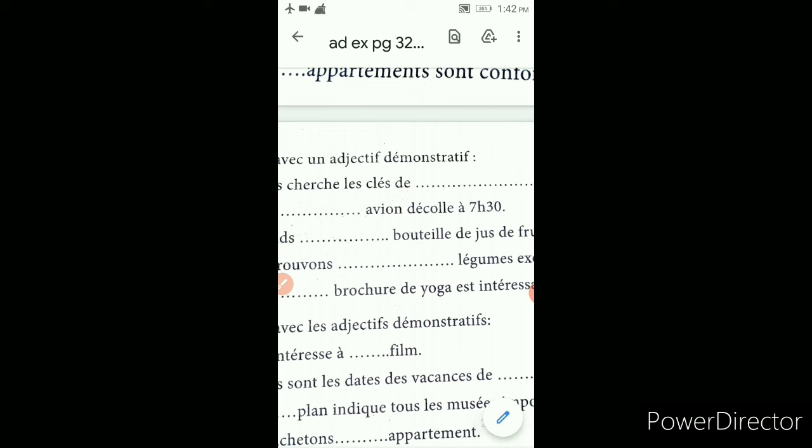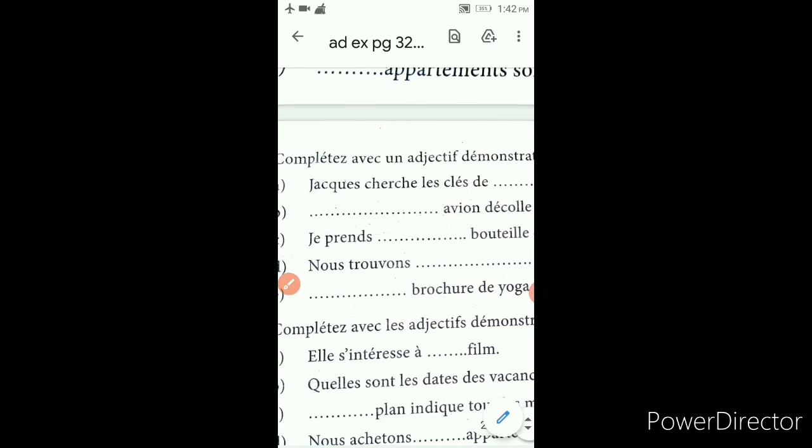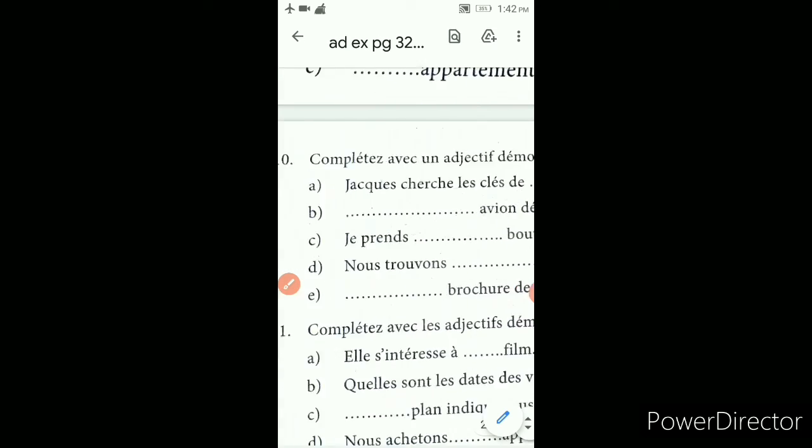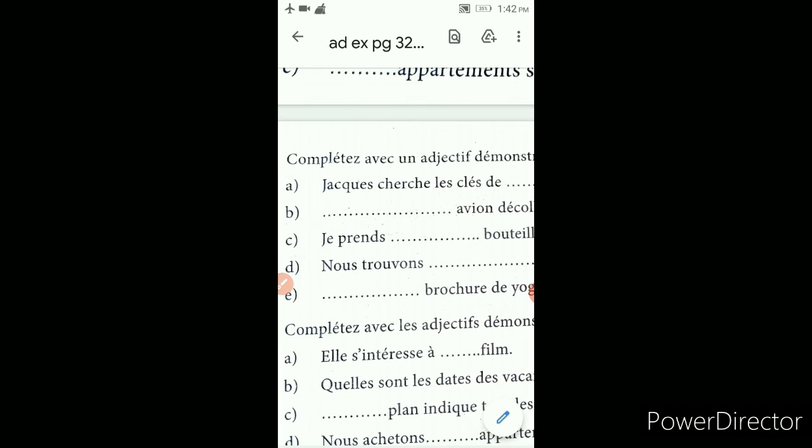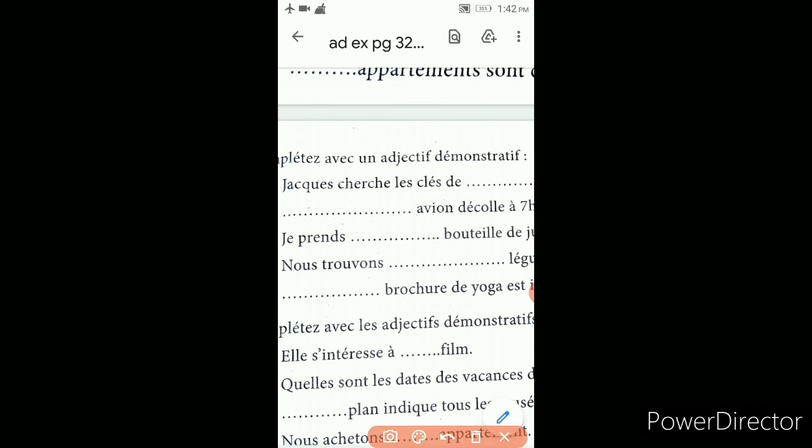Then, nous trouvons ces légumes exotiques au marché. We find these vegetables. Légumes means vegetables. It is ending up with S or ES, whatever it is, so it is plural. For plural it is CES. We find these légumes. Then, cette brochure de yoga est intéressante. This brochure of yoga is interesting.